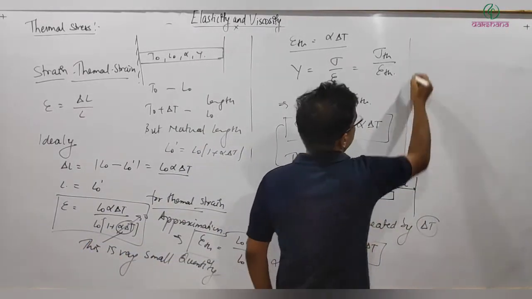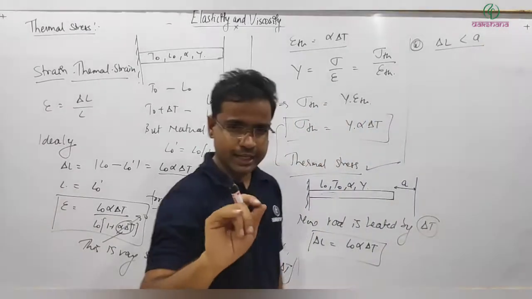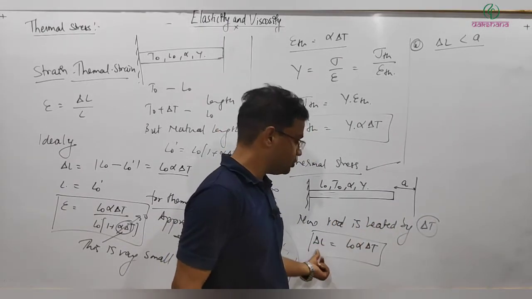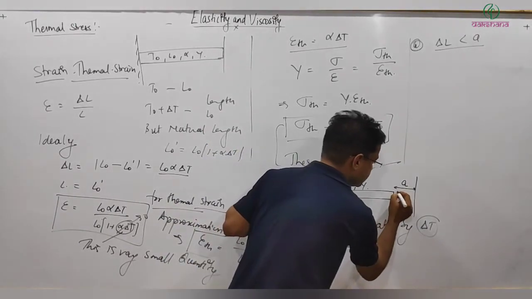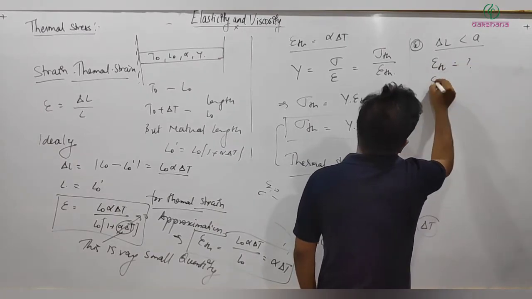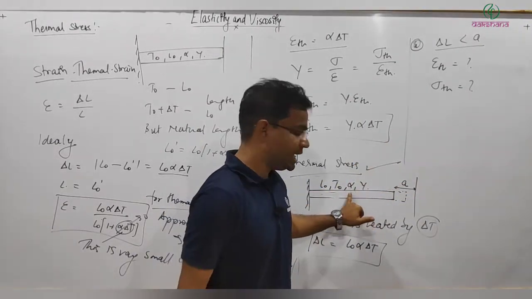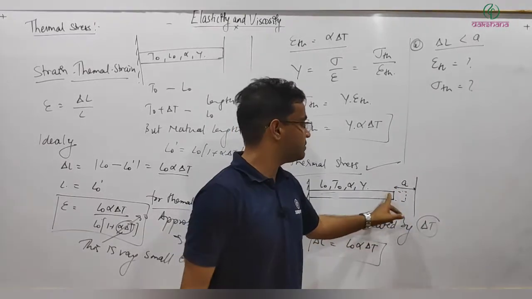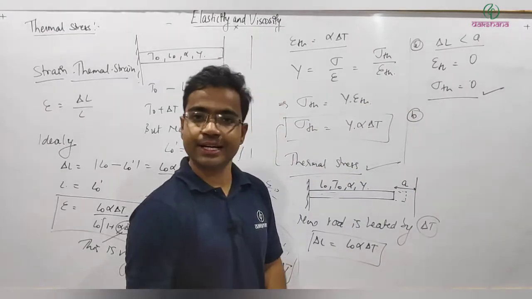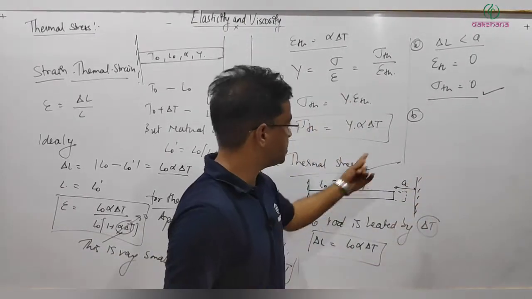Now there will be different situations. Case A, when delta L is less than A. It means the gap is, let's say, 5 centimeter, but the expansion due to heating is, let's say, 3 centimeter. Then what will happen? The rod will expand up to here, and still a gap will be there. So do you think there will be any thermal strain, any thermal stress? What do you think? I think you should be in a position to answer this, because here the rod is allowed to expand freely, so there will be no strain, no stress. In this situation, because free expansion is there, this support is not doing anything, so there will be no stress, no strain.